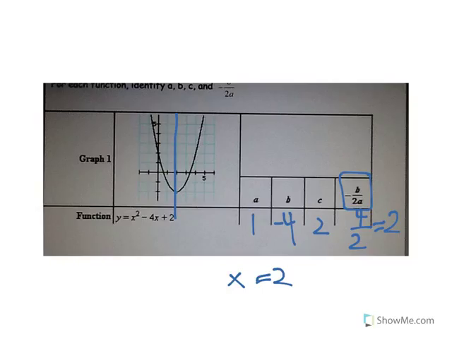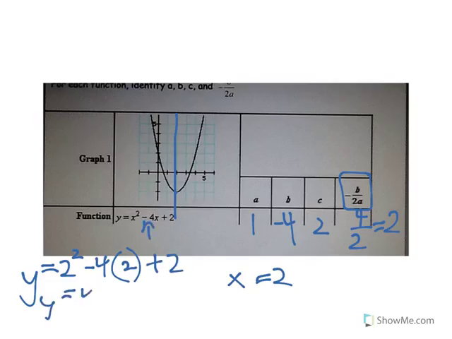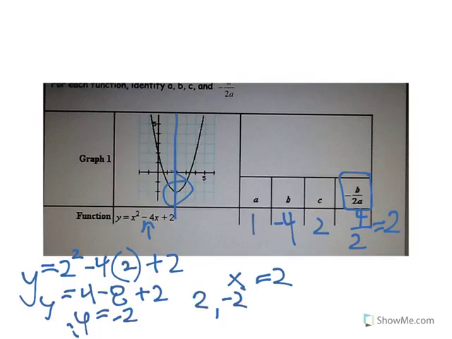So if we wanted to find out the value of y, we would just plug in x is equal to 2 into this equation here. And then we end up with y is equal to 4 minus 8 plus 2. So y is going to be equal to negative 2, which is exactly where that point is right there. So it's 2, negative 2. So that makes sense. Let's try a couple more here.